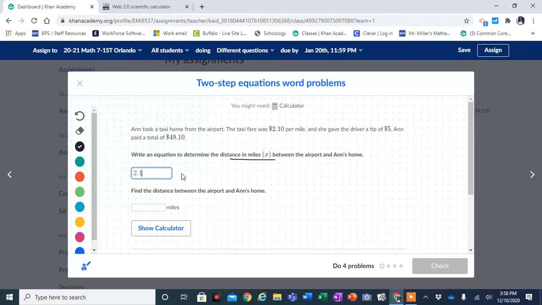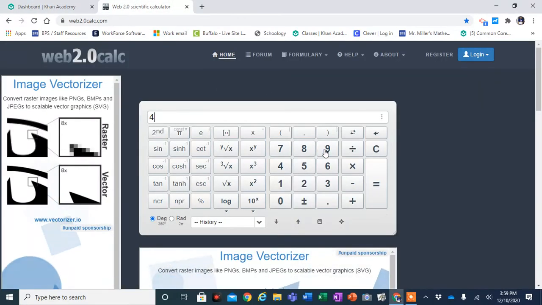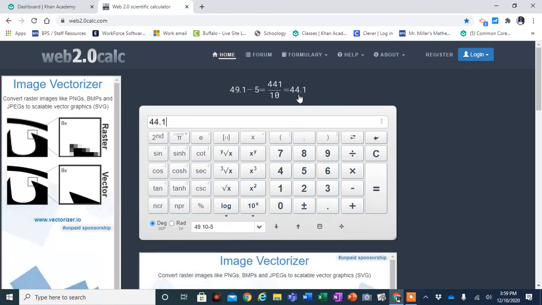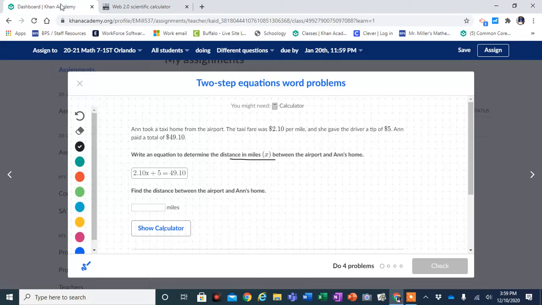So it was $2.10 for every mile and she paid $5 in a tip, and that has to equal $49.10. So now we need to solve that. First thing we have to do is get rid of the plus 5. So we're going to do $49.10 minus 5, and we get $44.10.